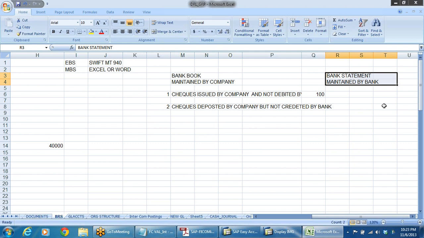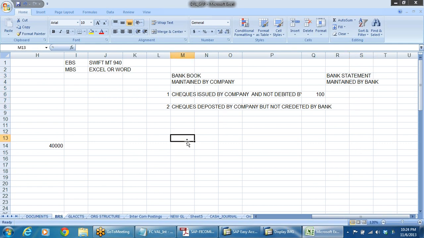So we need to reconcile it. When you reconcile, here I am taking only one check receipt and one check payment. But in a real scenario, you'll be issuing hundreds of checks and receiving hundreds of checks deposited from your customers. How many checks that we have deposited have been cleared and credited to my account? How many checks which we have issued to the vendors are cleared and debited to my bank account? All those things will be given in the bank statement.